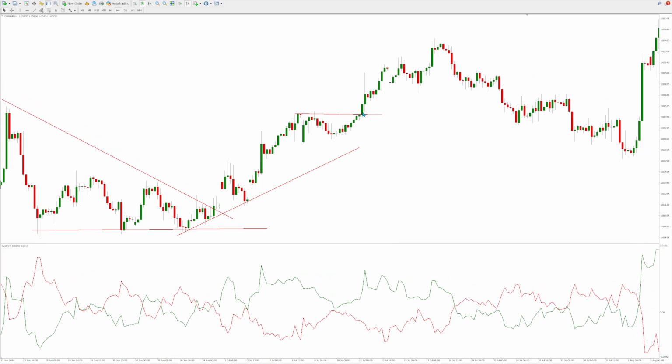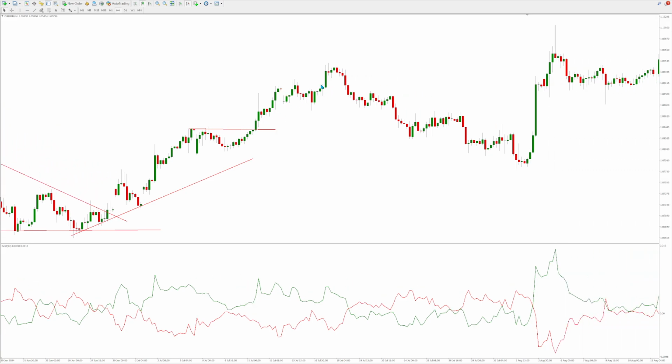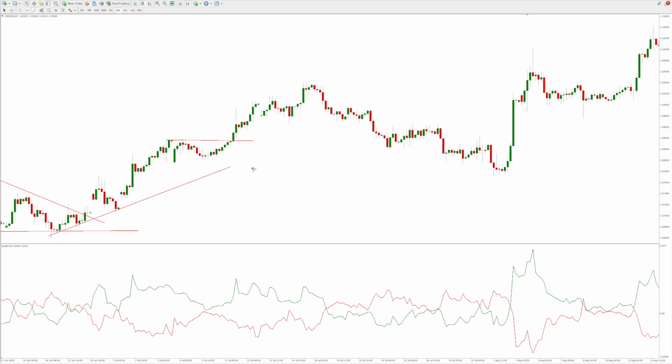Clear and obvious pullback there. No coincidence, there's a big breakout candle. Traders are watching these levels and a potential entry. Not a bad entry there for over 100 pips.